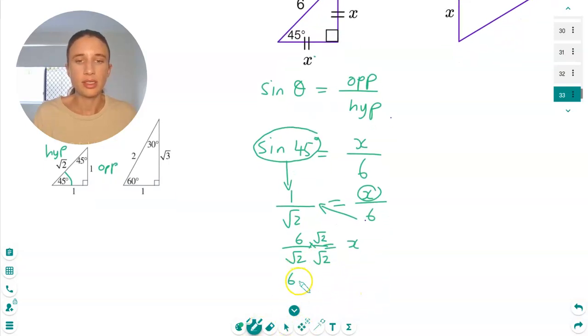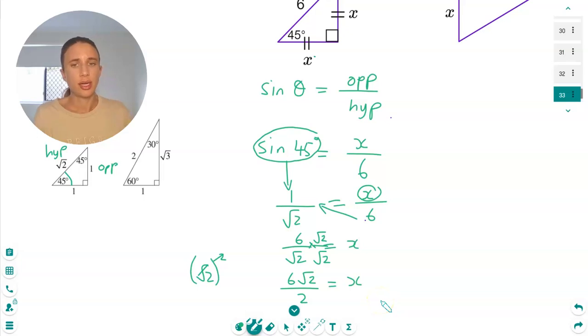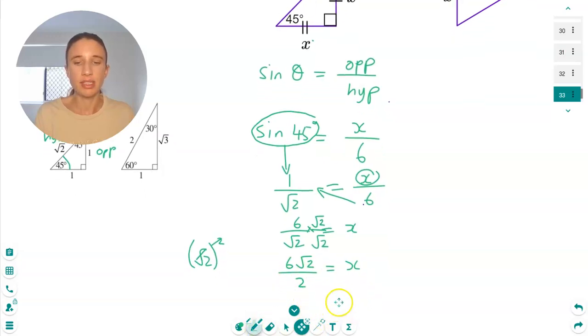The top will be 6 root 2. The bottom will just be 2. That's because root 2 squared, those cancel, square and square root sign. Are we finished though? At that point, we actually have a fraction that we can simplify, right? 6 divided by 2, because that fraction sign means divide, is 3. 3 root 2 is x.